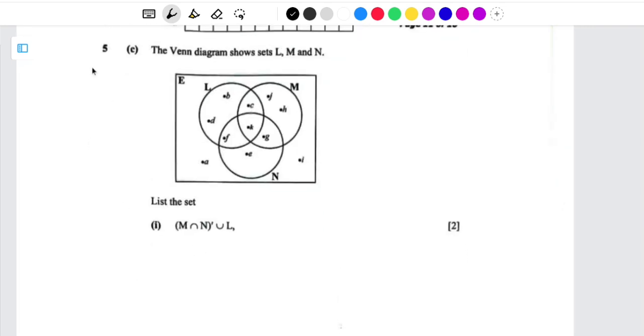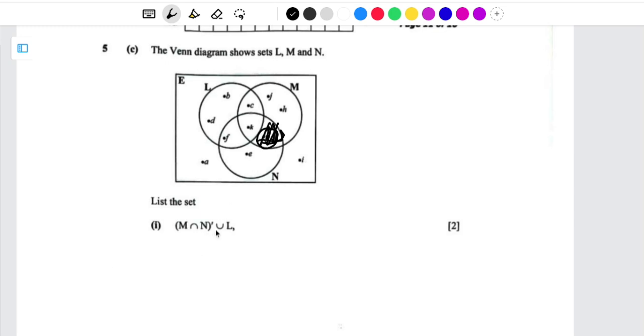Alright. Question 5 C. A Venn diagram shows sets L, M, and N. List the set M intersection N complement. So complement means to say you have to exclude that part. So what is M intersection N? M intersection N is this part. So complement, I have to exclude this one here. So if I remove this one here, what elements am I going to remain with? So I'm going to remain with these elements here, all these ones here. So I have to write them.